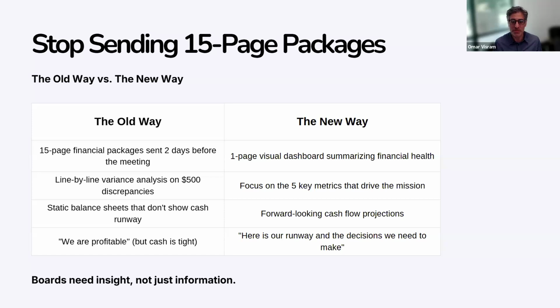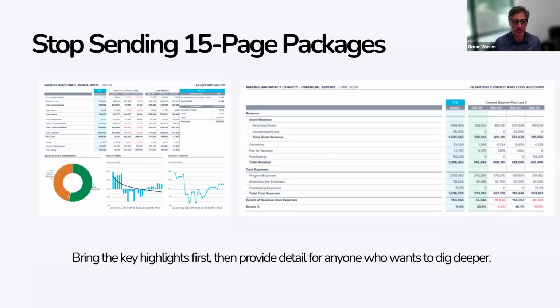So what we recommend to our clients is have a one-page visual dashboard summarizing financial health. I do think it's important to provide good quality income statement and balance sheet, but put a one-page summary at the front of it. Focus on the key 5 metrics that drive the mission forward, and it'll differ for every organization slightly. Have forward-looking cash flow projections, and be able to say, here's our runway and the decisions we need to make based on this runway. Boards really need insight, not just a dump of financial information.